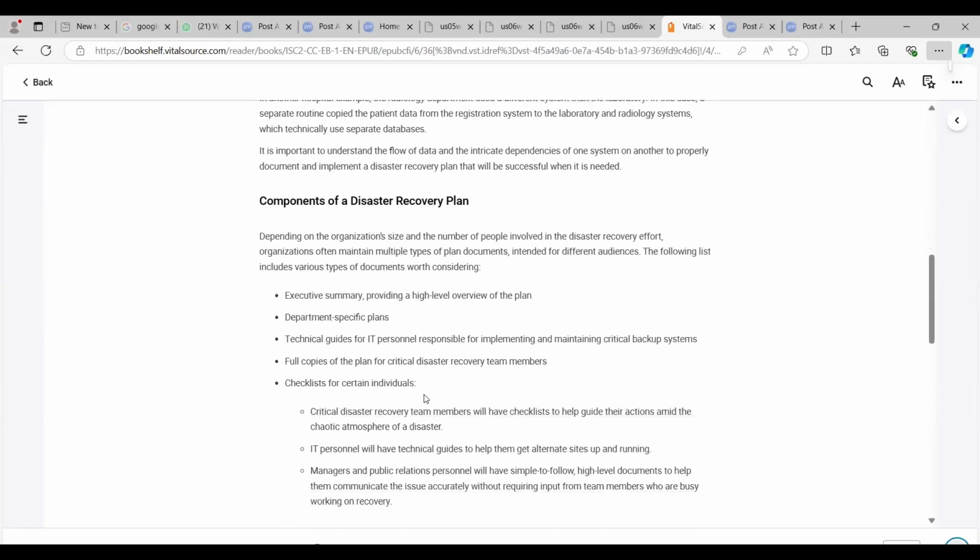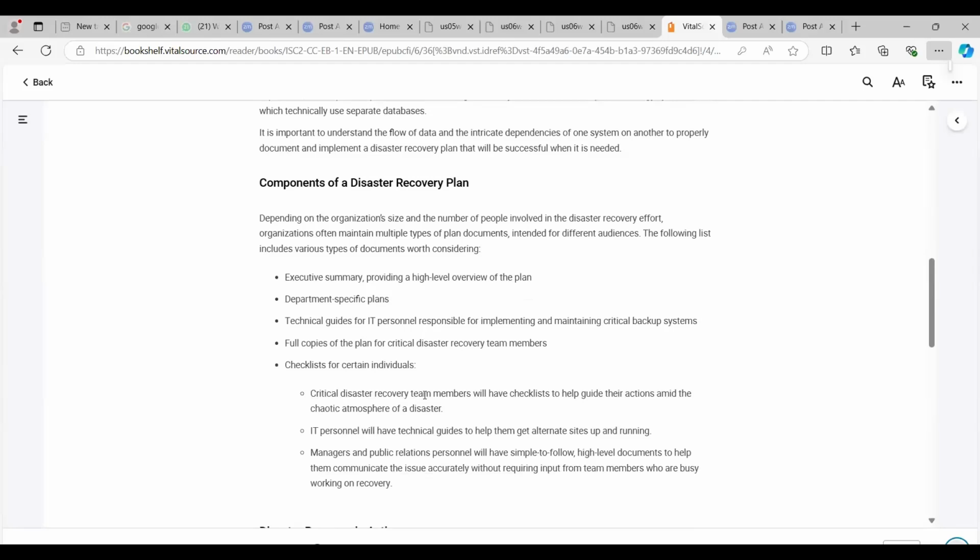So then let's talk about the components of disaster recovery. The first one is executive summary, providing a high-level overview of the plan. That's executive summary. Everything that has to be done is in there. So then we have department-specific plans. Finance department, this is what you have to do. Accounting department, this is what you have to do. Network department, this is what you have to do. So like that. So technical guide for IT personnel responsible for implementing and maintaining critical backup systems.